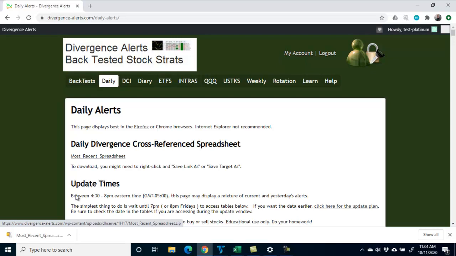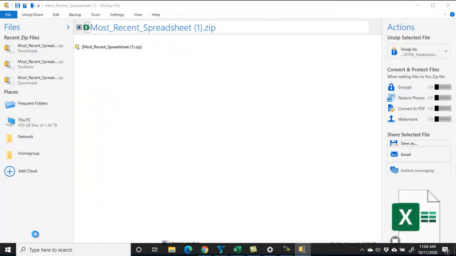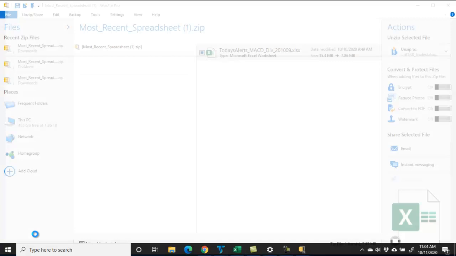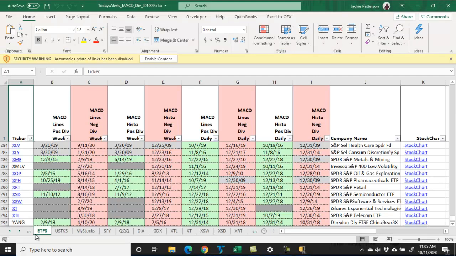Okay, so it has downloaded the spreadsheet. I'm going to click on it to open it. You might need to go to your downloads folder to find it. Okay, it's a pretty big spreadsheet, so give it a moment to download and to come up in Excel. And I believe that this spreadsheet will work pretty well in Excel and in OpenOffice.